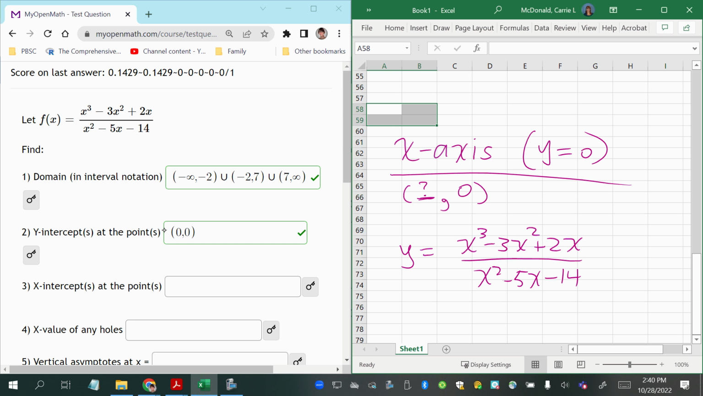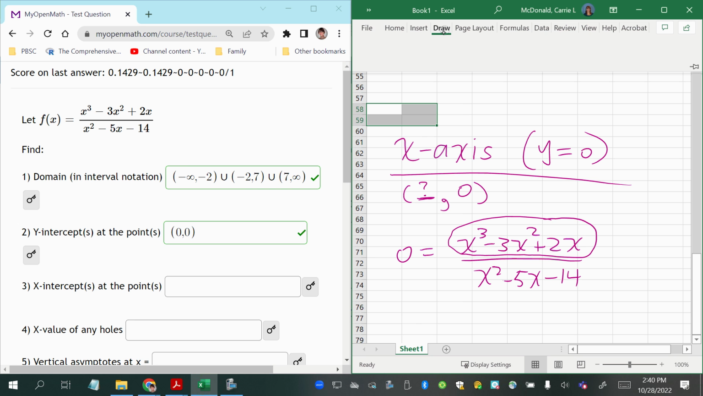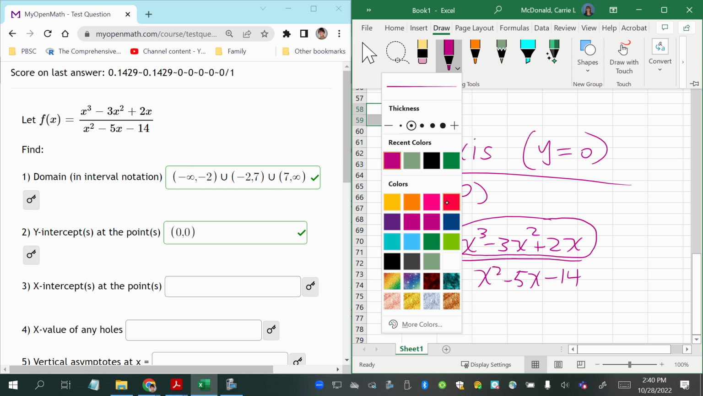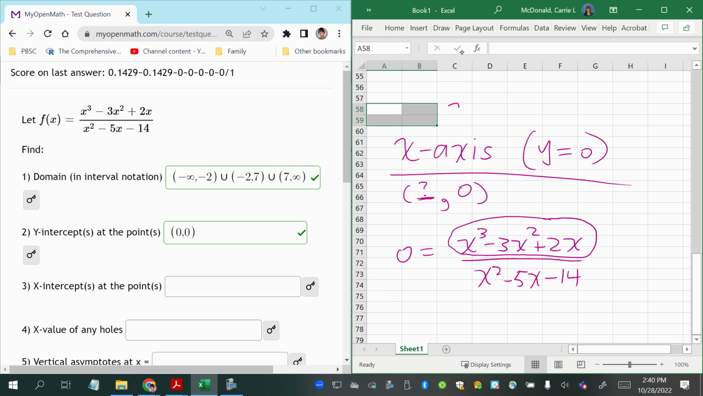Okay, and then once we have replaced the y with 0, we want to solve for x. Now, here's the thing though, because if the top ever equals 0, the whole thing will become 0, we actually can ignore the denominator, aside from the fact that we don't want to allow any values that are not in the domain. And we've already figured out, and I'm going to put a note up at the top just to remind us, we already said that x cannot be equal to -2 and it cannot be equal to +7.